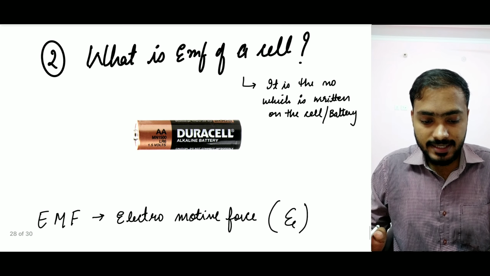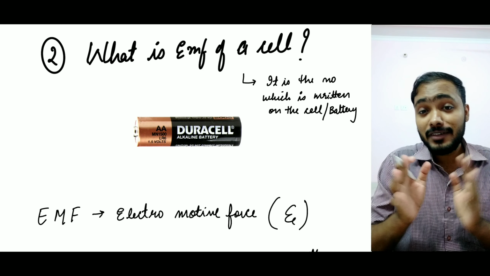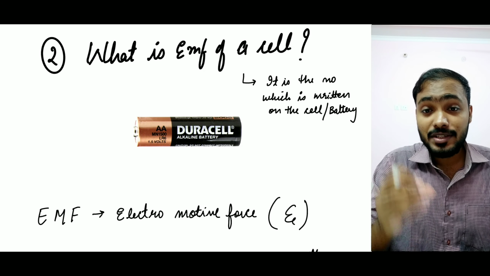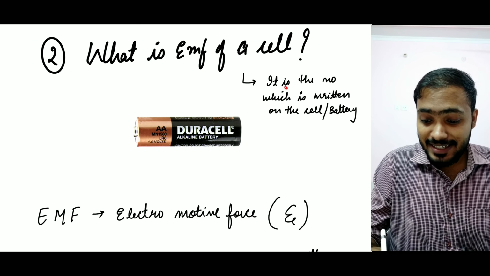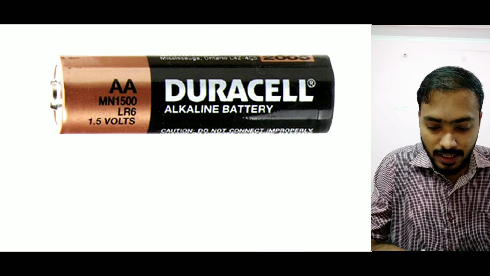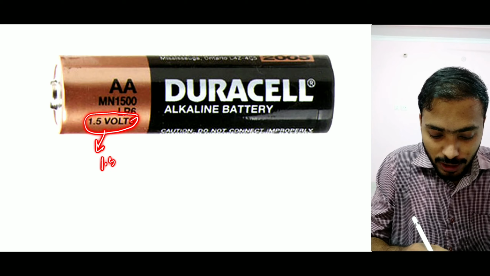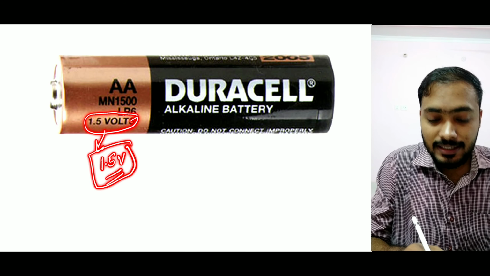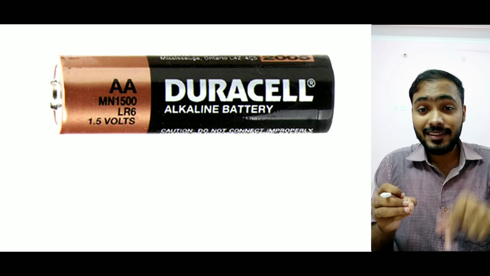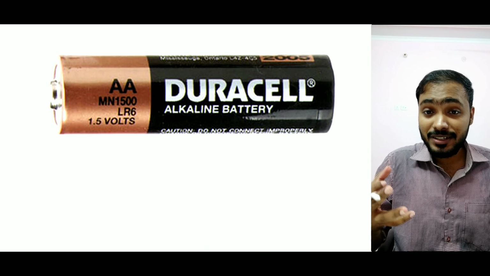Okay, let's move forward. The second topic: what is the EMF of a cell? This will be very strange, but believe me, this is the truth. EMF is actually a number which is written on the cell or battery. If I zoom into this cell, you can see it is written 1.5 volt. This 1.5 volt is the EMF of the cell. It is written by the manufacturer.